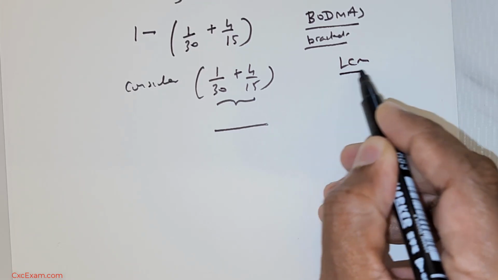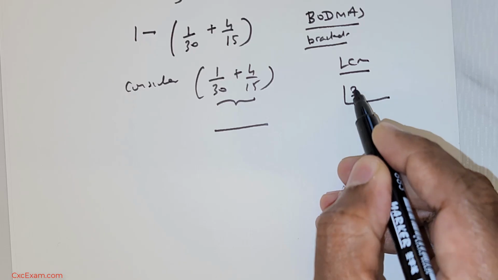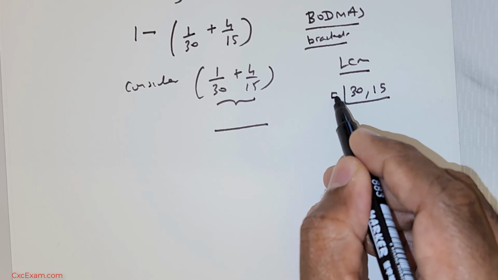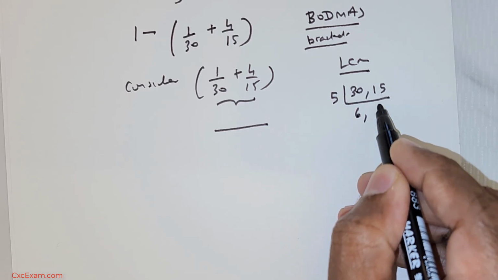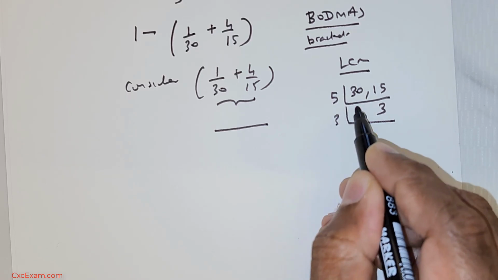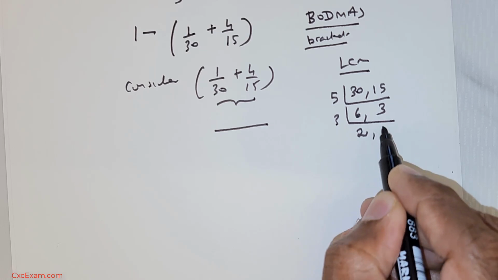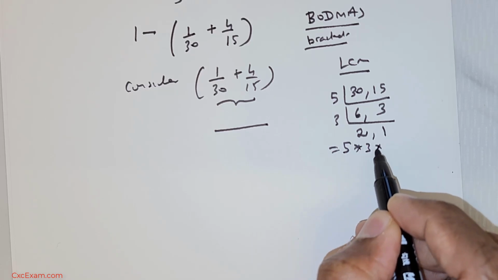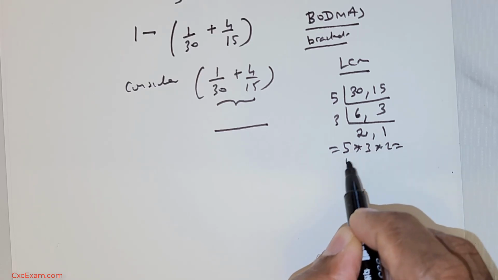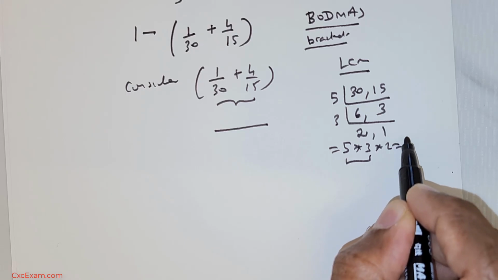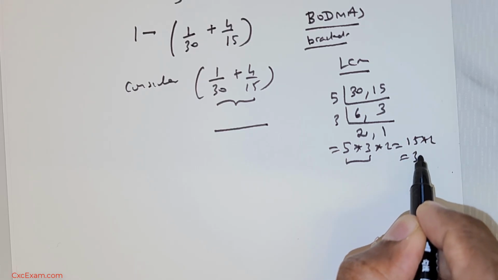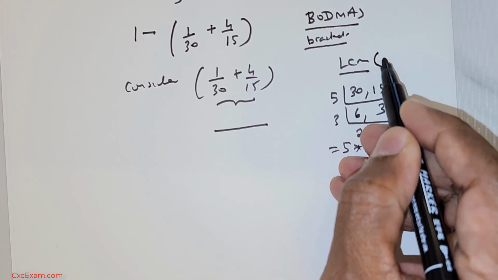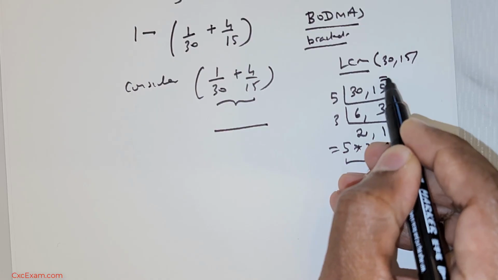Now the standard way is to reduce the two components 30 and 15. So clearly 5 will divide 30 6 times, and 5 divides 15 3 times. Then 3 will divide 6 2 times, and 3 divides 3 once. Now whatever numbers you see here, 5 into 3 into 2, that will give us the LCM. So 5 times 3 is 15 multiplied with 2, that's going to be 30. So the least common multiple of 30 and 15 is 30.